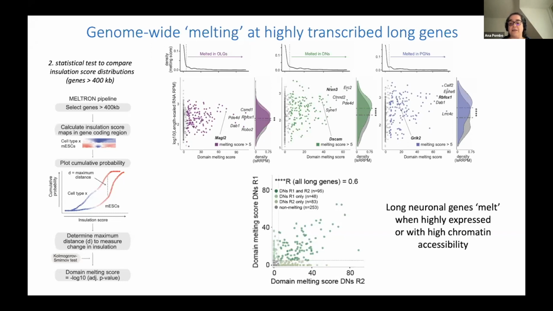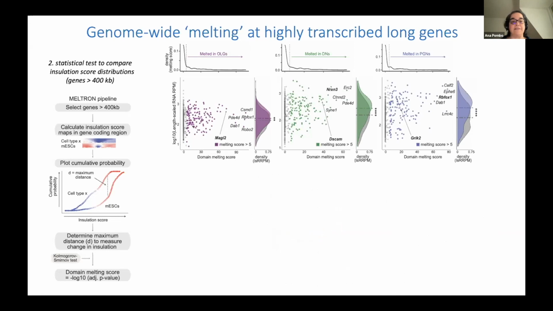So here we can conclude that in particular long neuronal genes, when they melt, are often highly expressed or have high chromatin accessibility, which I didn't show you here, but essentially we have very similar maps. We can have genes that are melting with very high expression and not perhaps so much high chromatin accessibility. We can also have genes that melt with high chromatin accessibility without us seeing the mRNA expression that is used in this data. And so there are other details that we are currently exploring in this analysis.